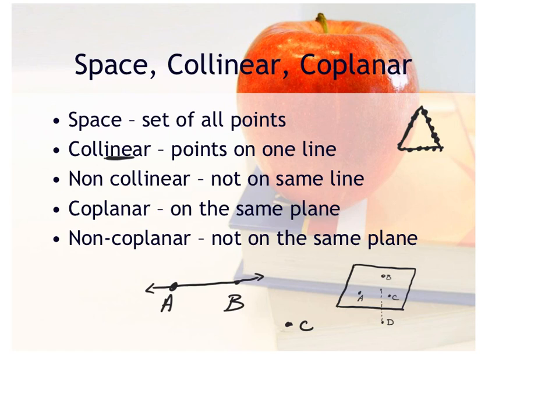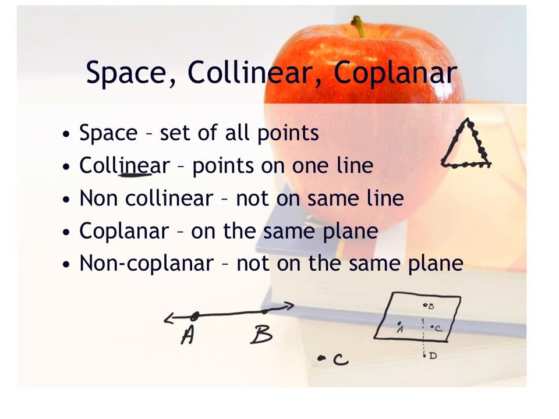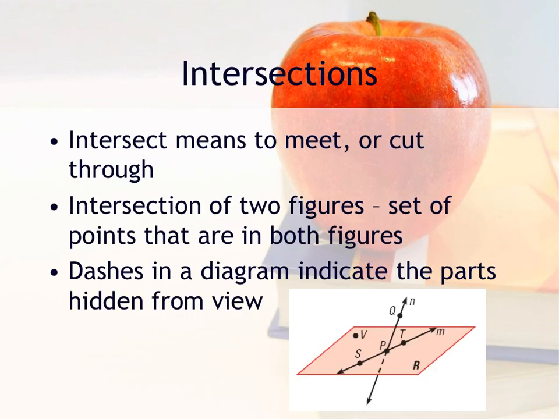So that word co means they're on the same thing. Collinear, on the same line. Coplanar, on the same plane. Non-coplanar means they're not on the same plane. Non-collinear means not on the same line. So there's a lot of terminology that gets involved here.